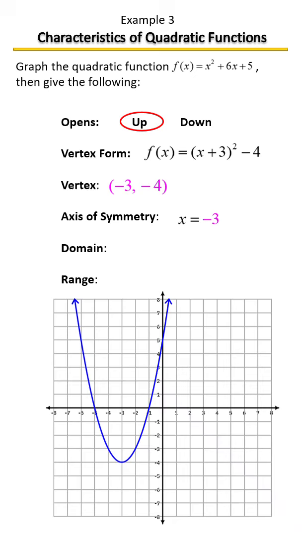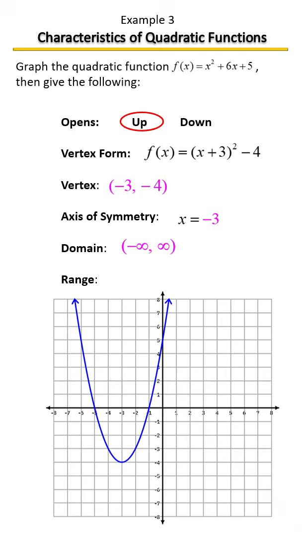Domain and range. How far does this graph extend to the left and to the right? Because we have arrows on both ends, it's going to go forever to the left and forever to the right. Range, how high, how low? The lowest point this graph falls would be negative 4, and it's going to shoot forever up to positive infinity.